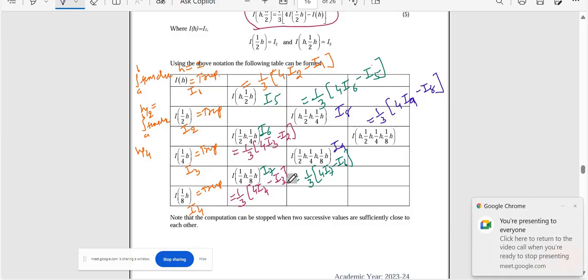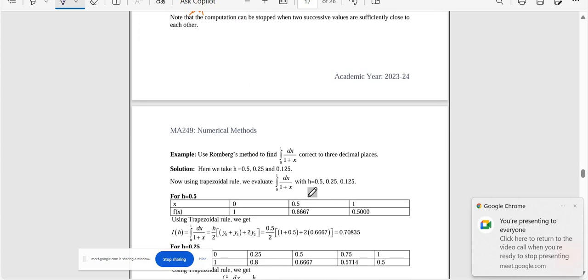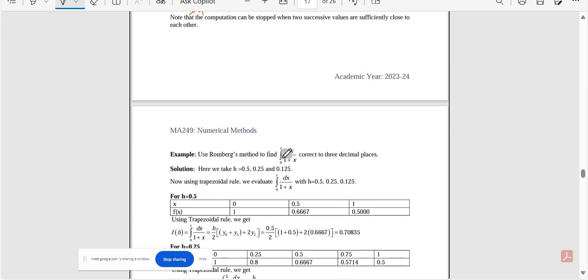Now I am going for the example. Use Romberg's method to find the integration from 0 to 1 of dx upon 1 plus x, correct to 3 decimal places. They have given that it is correct to 3 decimal places. So what is my step number 1? Find I1 with the help of the trapezoidal rule.